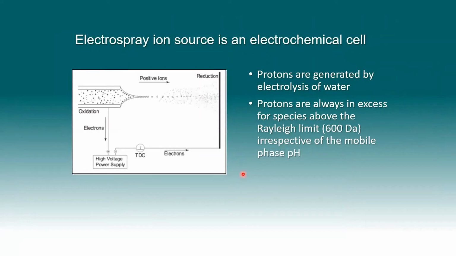So where do these protons come from? If they're not coming from the pH of the buffer, where are these positive ions coming from? Well, you need to understand that in electrospray, the ion source functions as an electrochemical cell. So what's happening here at the electrospray tip is protons are being generated by electrolysis of water. These protons are always going to be in excess, and they will be in excess for species above the Rayleigh limit. This is 600 Daltons, and this will be irrespective of the mobile phase pH.